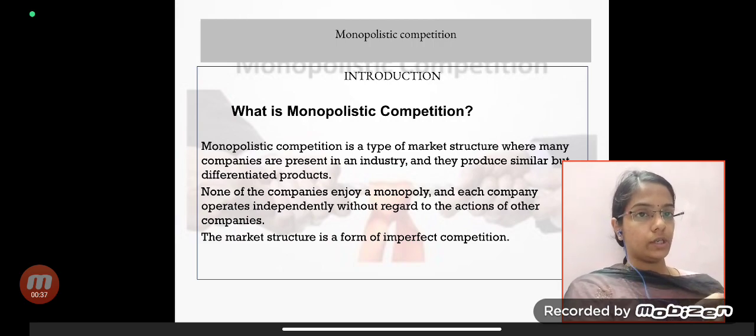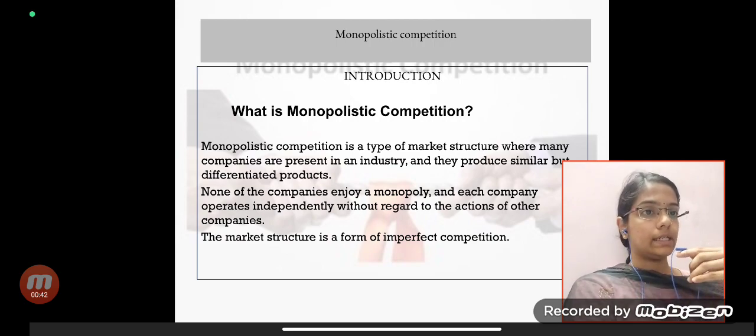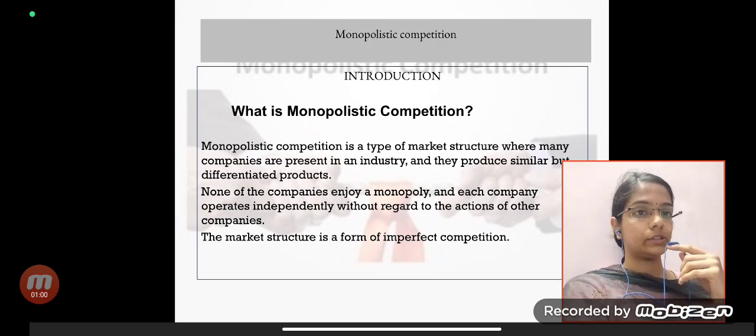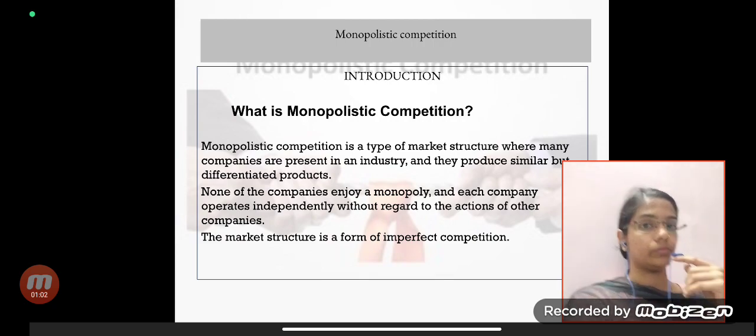Monopolistic competition is a type of market structure where many companies are present in an industry and they produce similar but differentiated products. That is, the product produced is similar but it is differentiated among different companies. None of the companies enjoy a monopoly and each company operates independently without regard to the action of other companies. The market structure is a form of imperfect competition.